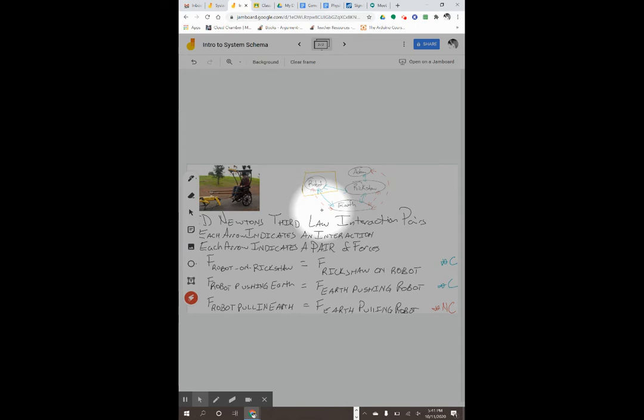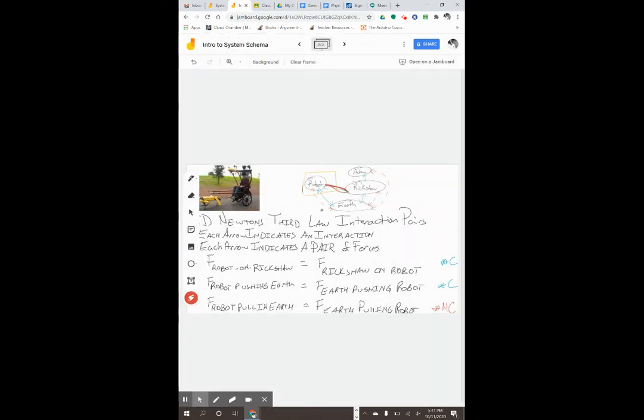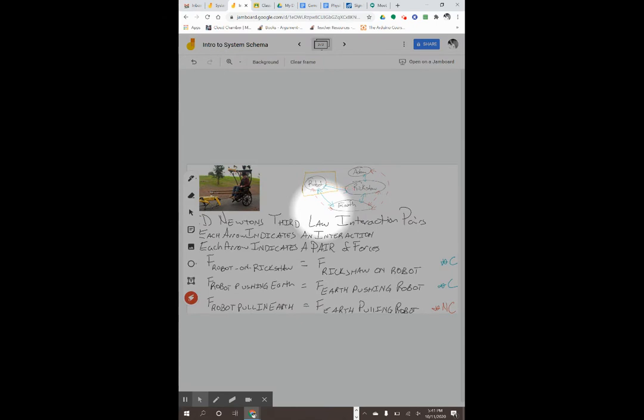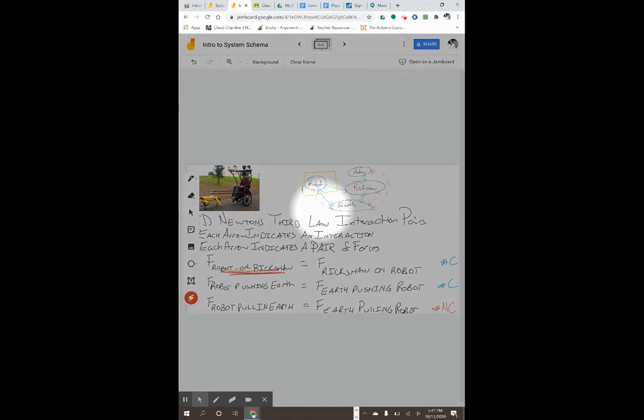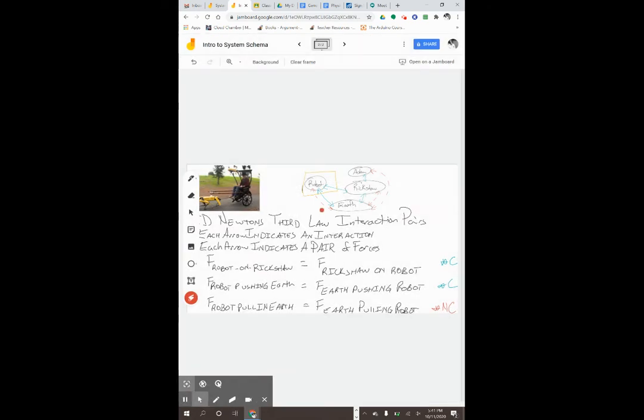So from the robot here, we've got those interactions being this force between the robot and the rickshaw. So I can say, hey, there's the robot pulling on the rickshaw. Then there's also the rickshaw pulling on the robot. That is a contact force. Then we have this contact force between the earth and the robot.